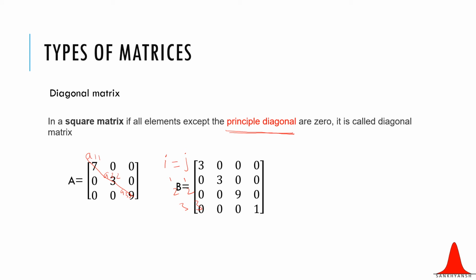Another example of a diagonal matrix. One more example. But you see, in all of them, the principal diagonal is there and all other numbers are 0. Principal diagonal is there, all other numbers are 0.